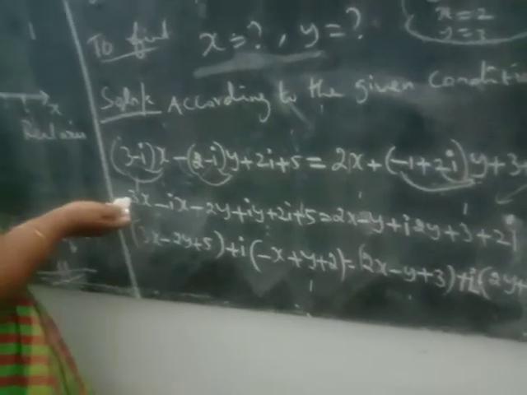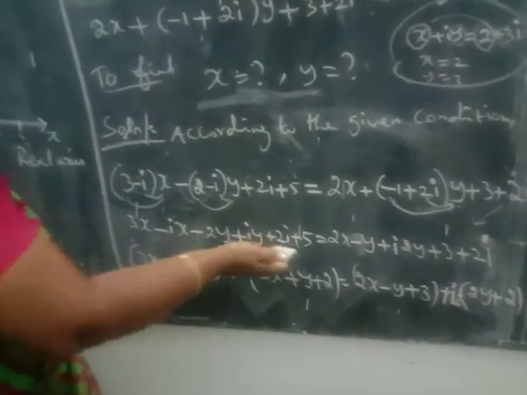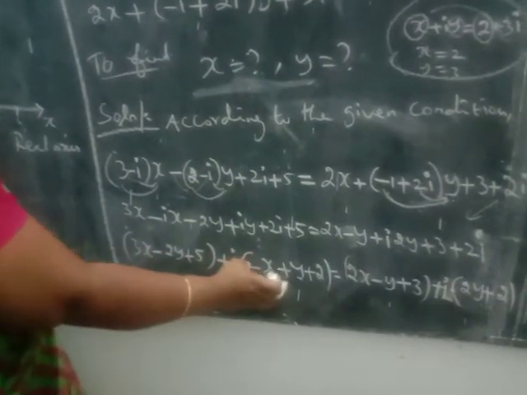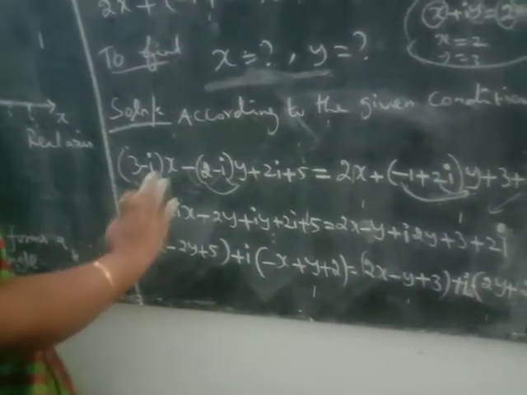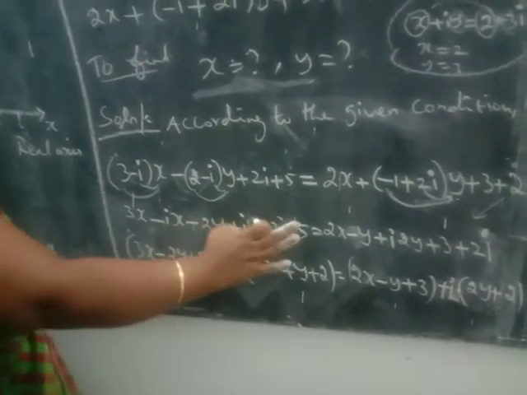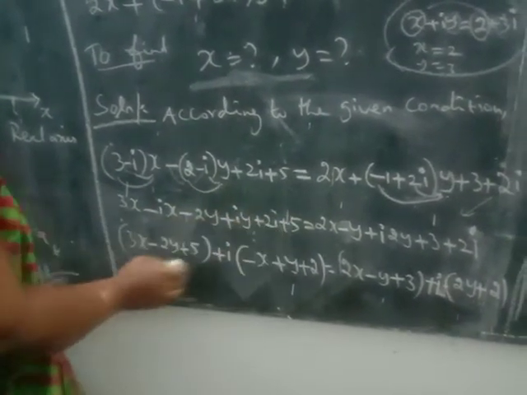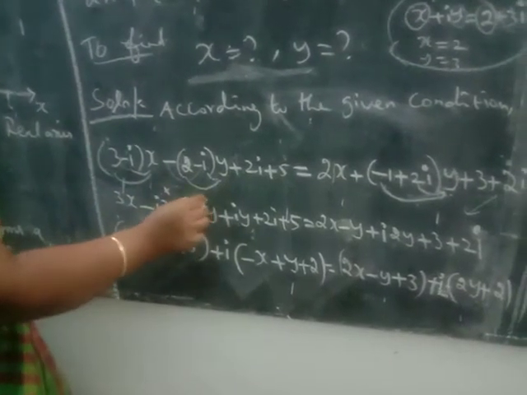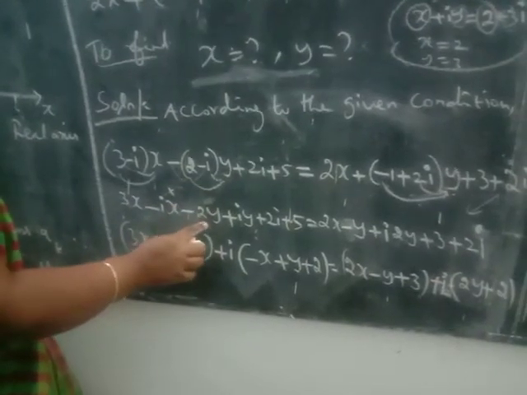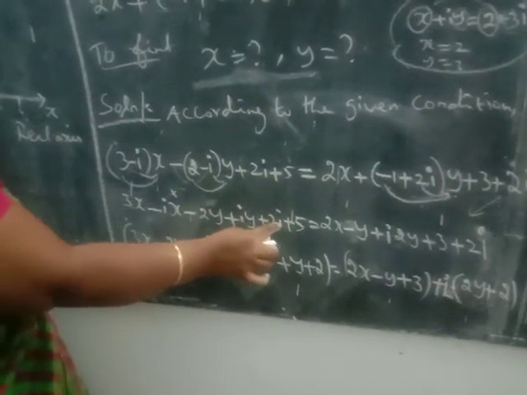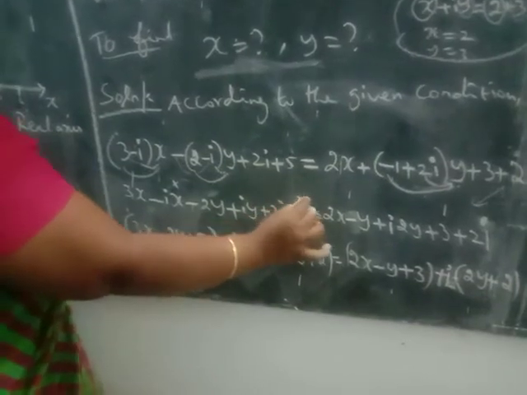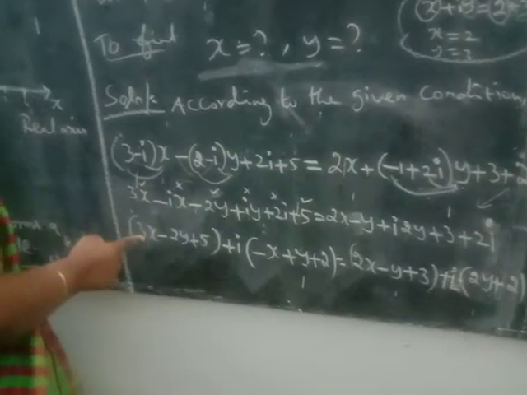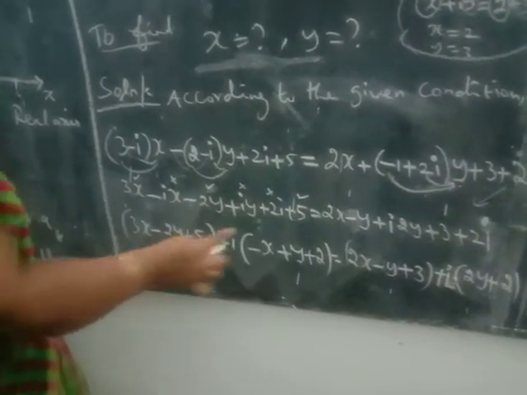Okay. Now see here, 1, 2, 3, 4, 5, 6 terms are here. Just group the real part and the imaginary part. What is the real part? If there is no i, only a number, it is called a real number. So here 3x, here i, here 2y. So this is a real number, this is imaginary because i is here. So just group the real part. So what is it? 3x minus 2y plus 5.